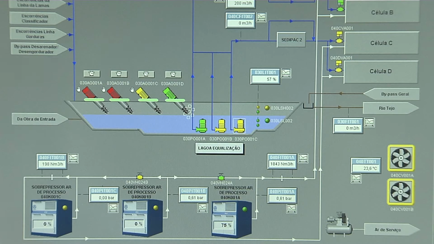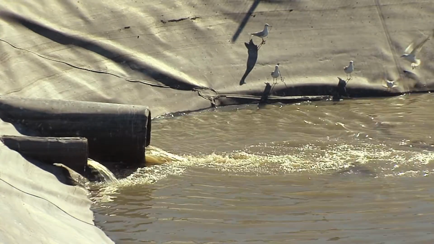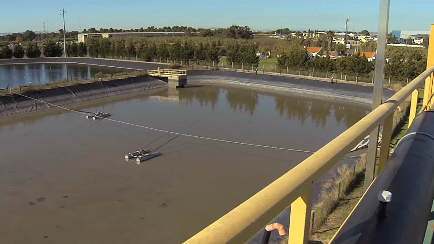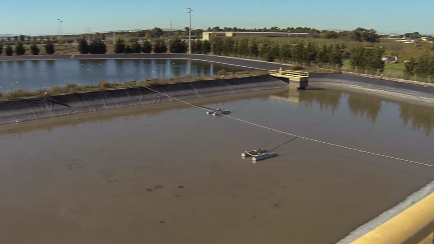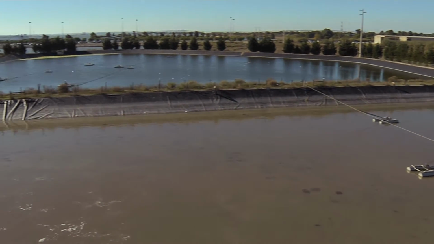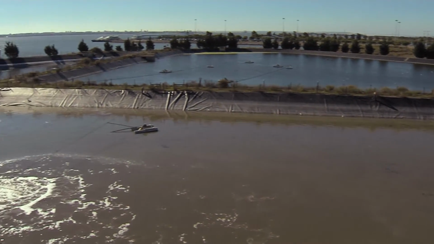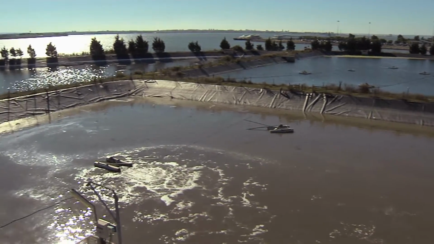The wastewater is routed to the primary treatment, by which a process of sedimentation yields a clarified effluent. Wastewater is conveyed to the equalization and homogenization pond.